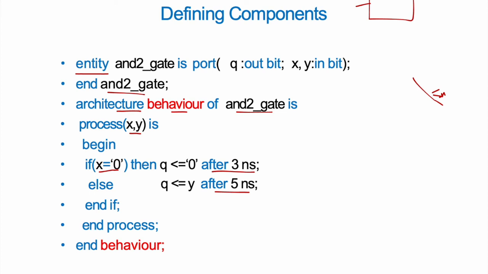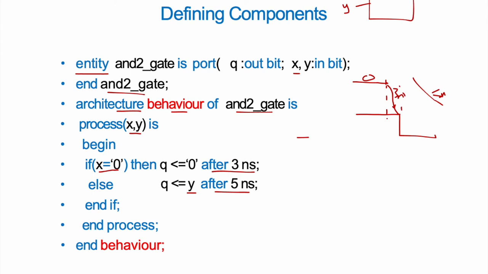So we're saying that if X, which is the input, is equal to zero, then we assign the output to be zero after 3 nanoseconds. Else, we assign the output to be equal to Y after 3 nanoseconds. So we've got X and then Y, and then we have our output Q. When X is zero, the output Q should be equal to zero after 3 nanoseconds. So from this point to that point should be 3 nanoseconds, with a bit of delay on there.